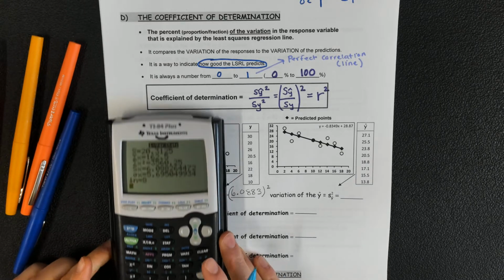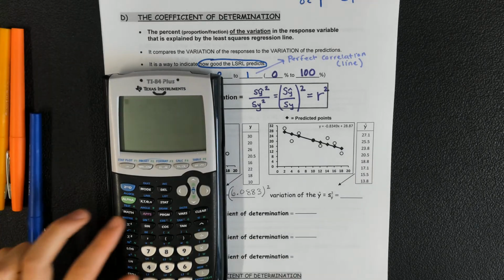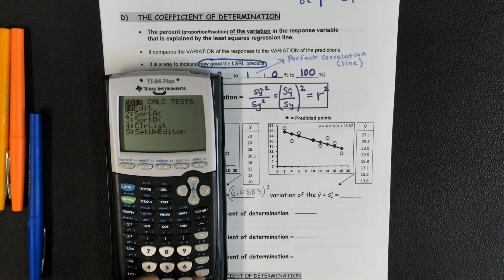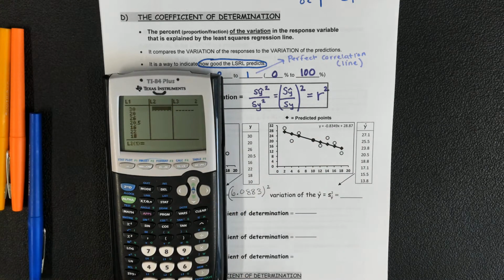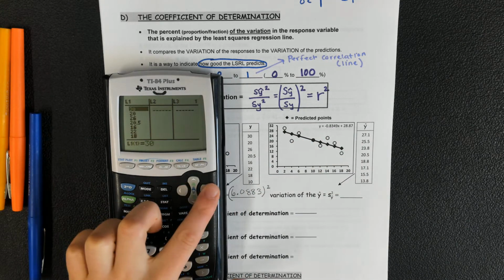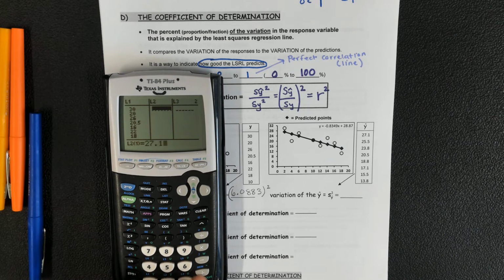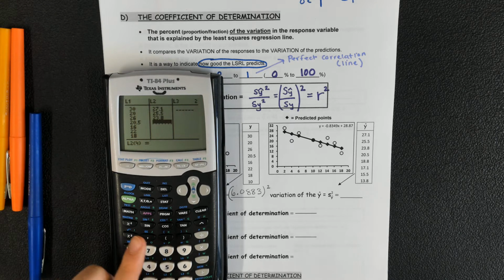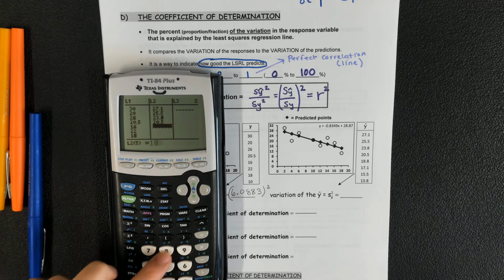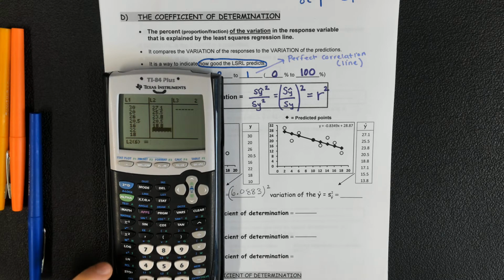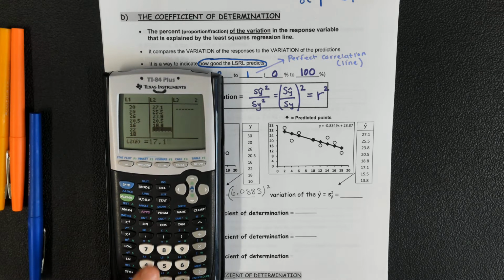And let's do this one. So I'm going to go to stat. I want to put these numbers in a list. So I'm going to do 27.1, 25.5. Guys, I know you're probably watching this and you're being lazy and you're not typing this in. You have to be able to type this in yourself. I'm not going to be here to type in this for you on your test or any quizzes, so get out your calculator and type this in.